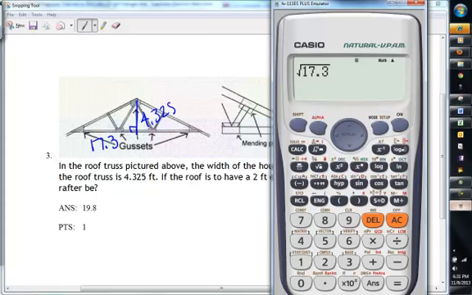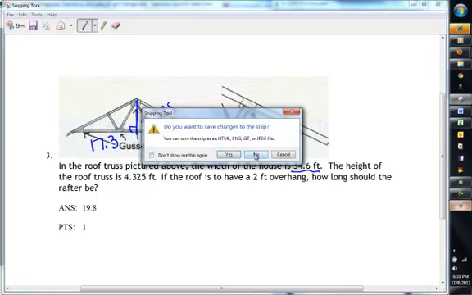So when we use our calculator, we would have the square root of 17.3 squared plus 4.325 squared, and then get outside the square root because we have to add in the overhang of 2 feet, and we get 19.8 feet. Next one.